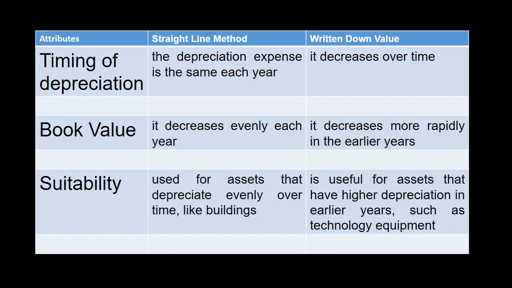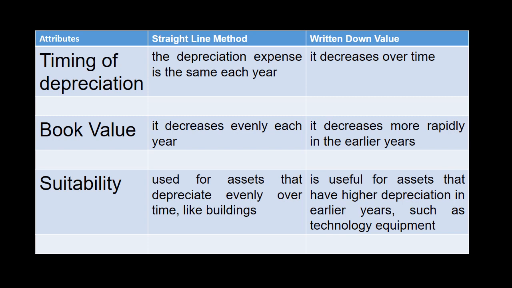Here are the main aspects where you find a stark difference between these two methods. In the straight line method, the depreciation expense is the same each year, while in the written down value method, it decreases over time. The book value of the asset changes differently in each method. In the straight line method, it decreases evenly each year, while in the written down value method, it decreases more rapidly in the early years.